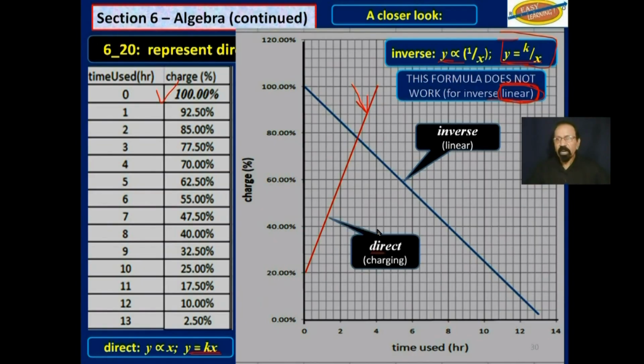So if you were charging it and it took that amount of time to charge, let us say 4 hours to charge, we could see a direct relationship there, direct linear for charging. But when it comes to use, we have an inverse relationship. But this formula, as I said, that we are given here does not work for this situation, for inverse linear.